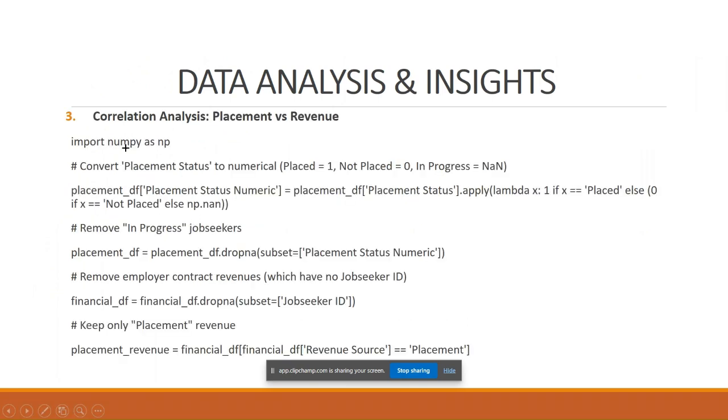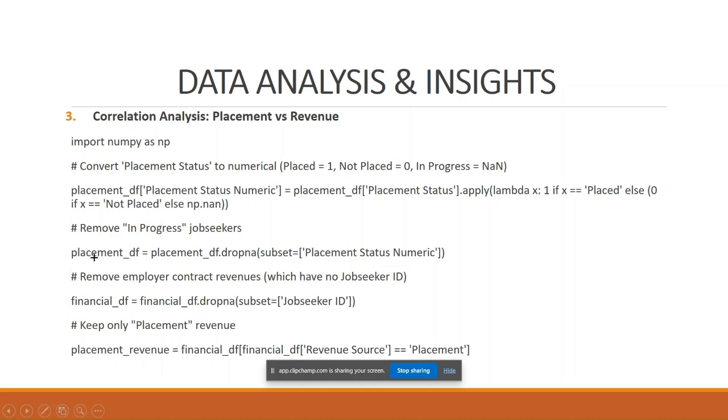The last step is the correlation analysis. This is to check the correlation between the placement and the revenue. First, we convert the placement status to numerical. Since the status is not in a numerical format, it will be difficult to find the correlation. So we take the placement data set, placement status, and we apply the value of 1 if placed, 0 if not placed, or else NaN.